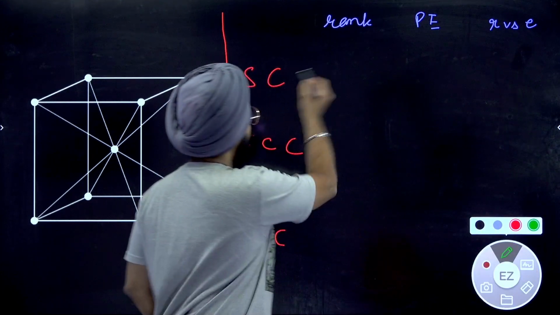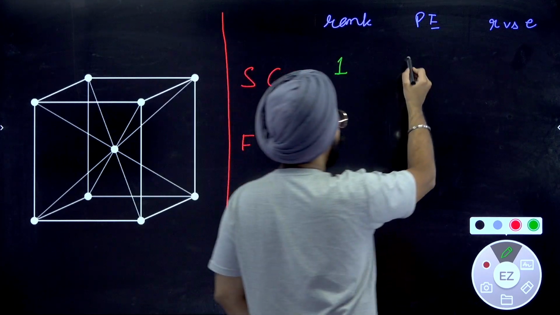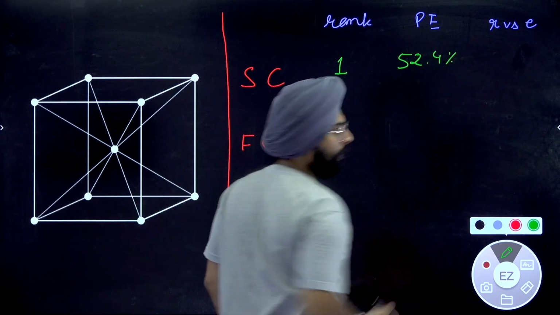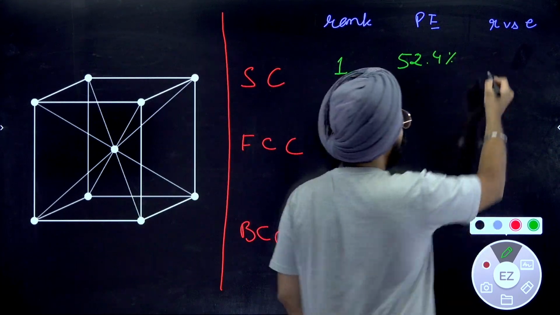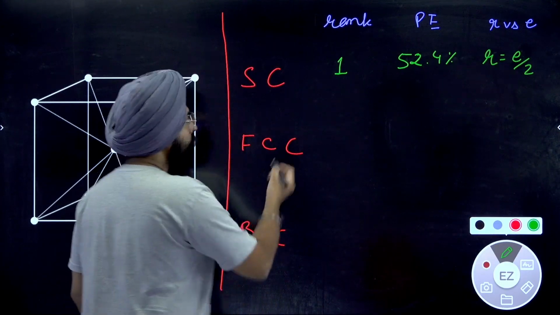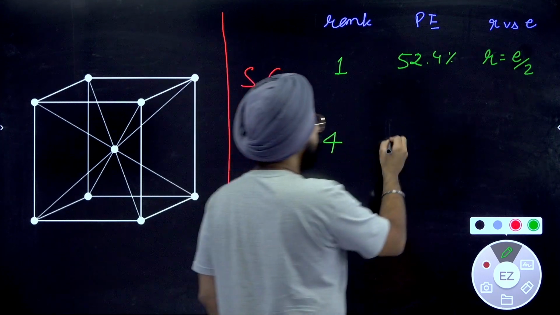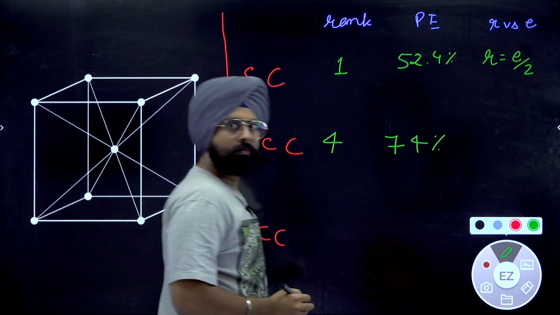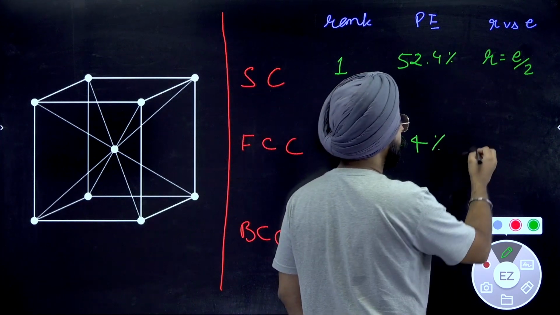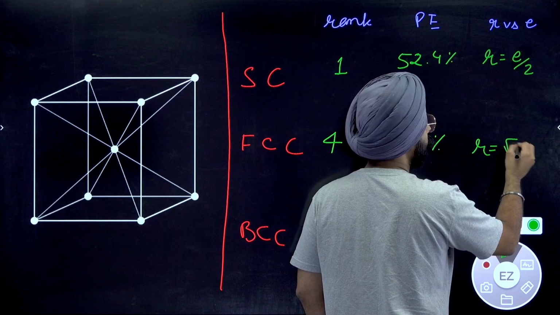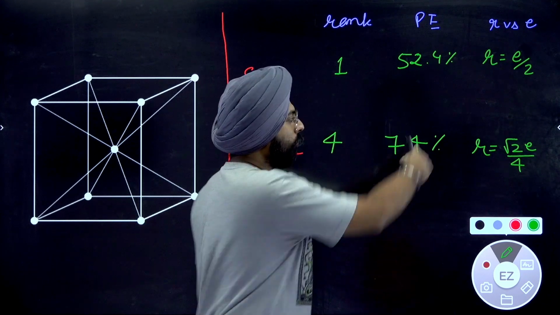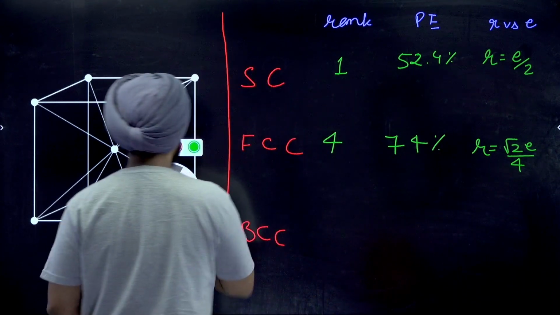So for simple cubic, the rank is 1. Packing efficiency is how much? 52.4%. And what is R versus E? R is basically equal to E by 2 from the image that we had seen. Face-centered cubic, rank is 4. Packing efficiency 74%. Maximum packing efficiency out of all of these is in FCC. And what is R versus E over here? R is equal to root 2E divided by 4, the face diagonal divided by 4.